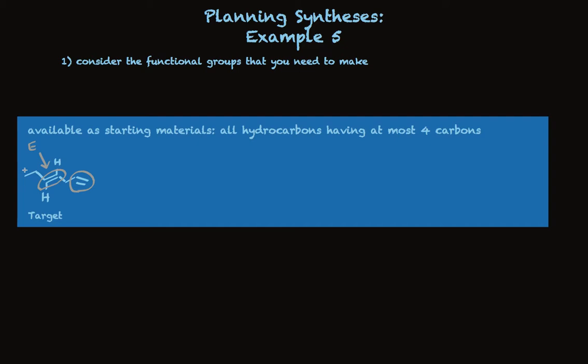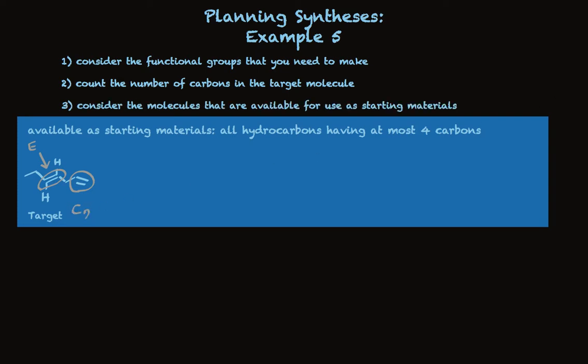Now, when you're designing a synthesis, this is really helpful because you only know one method for making E disubstituted alkenes. Step two in your planning is count the number of carbons in the target molecule. This is a C7 compound. For step three, consider the molecules that are available for use in this synthesis. Well, we can start with hydrocarbons, all molecules having only carbon and hydrogen, alkanes, alkenes, alkynes, dienes, having at most 4 carbons.